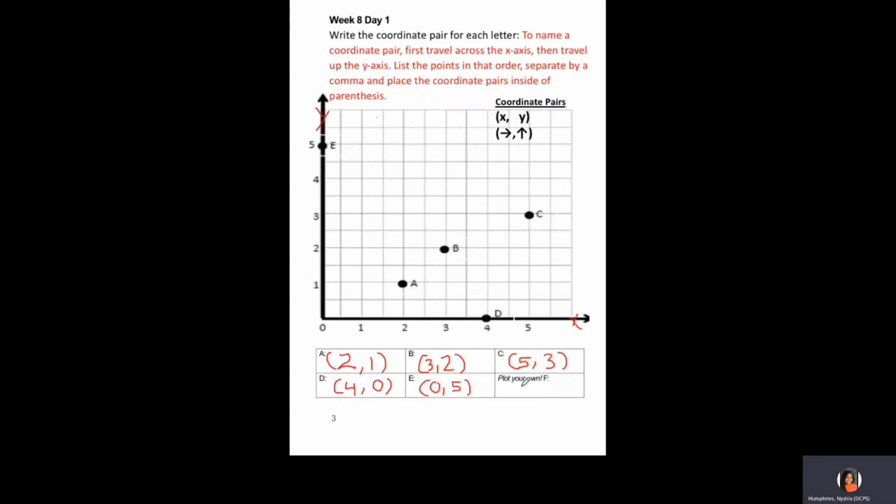All right, it says plot your own F. So we can put a point anywhere here. So I'm just going to put it here. And if I look, this X line here is between 3 and 4. So X is 3.5. And Y is 3.